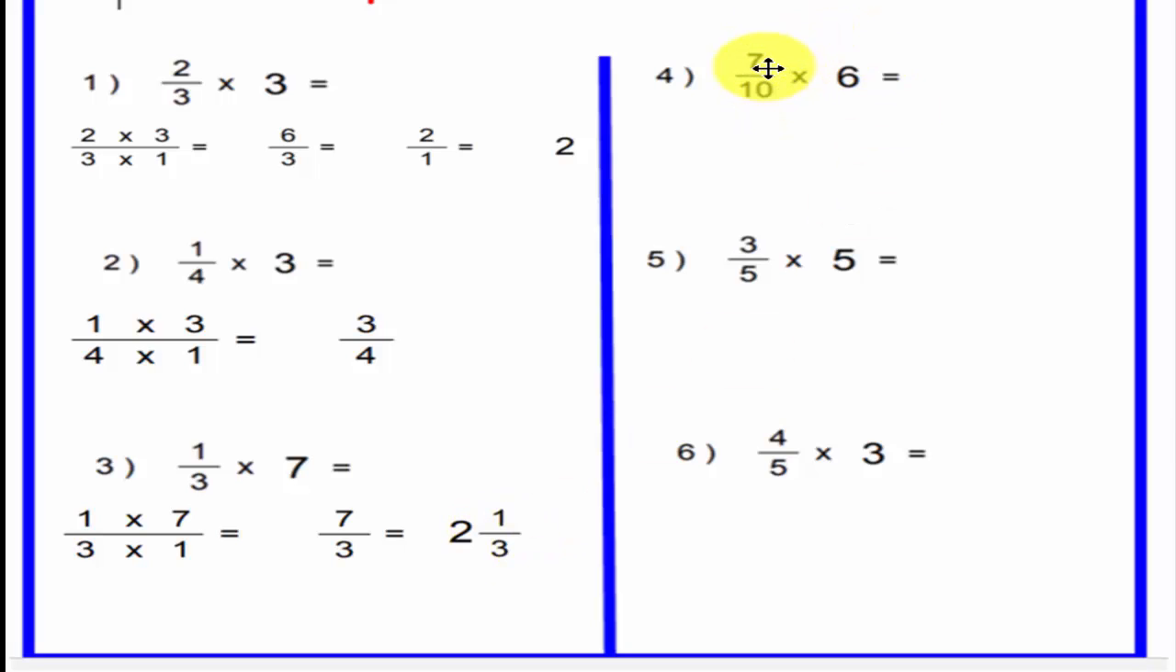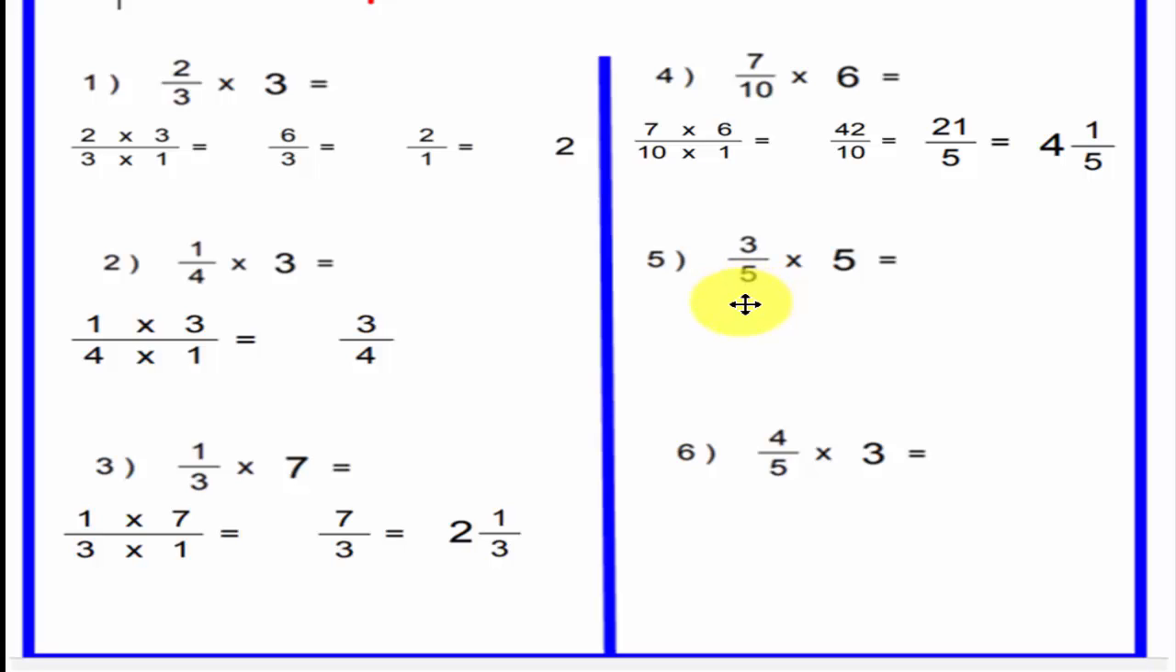Number 4, 7 over 10 times 6, right? Same basic idea. 7 times 6 is 42. 10 times 1 is 10. Now let's reduce that. 2 goes into 42 21 times. 2 goes into 10 5 times. To reduce that, 5 goes into 21 4 times, that's 20, with 1/5 left over.